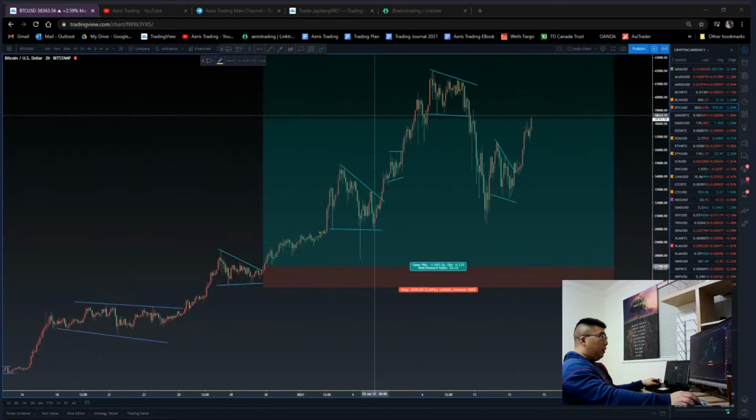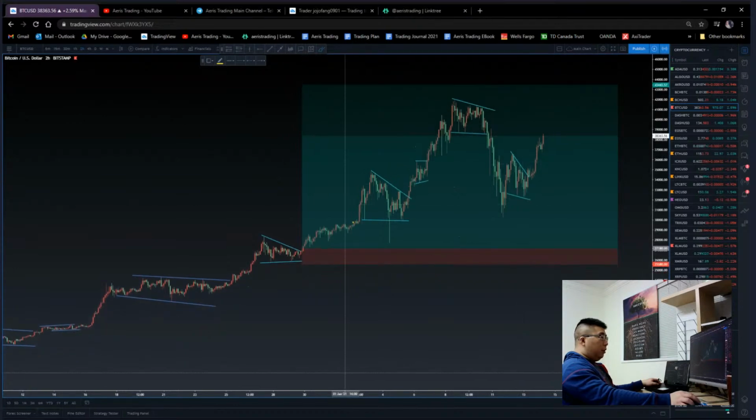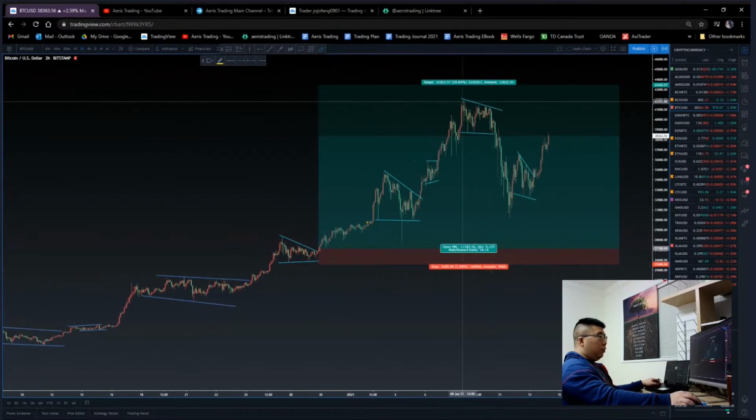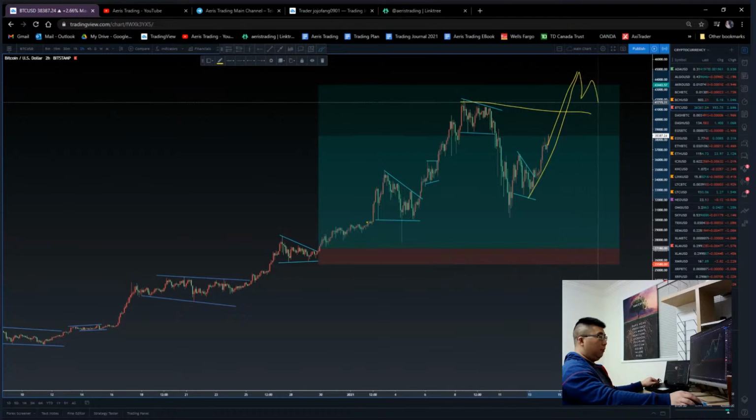So what I see on Bitcoin now, I don't think you should be looking for a buy. I think what you should do is wait for price to at least break the previous high. This is the previous swing high, right? So you want price to break the previous swing high followed by a correction.